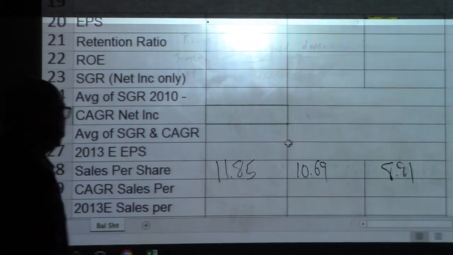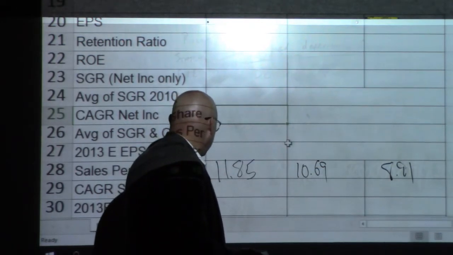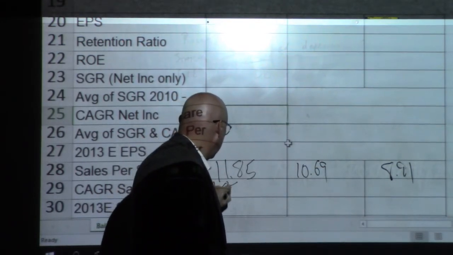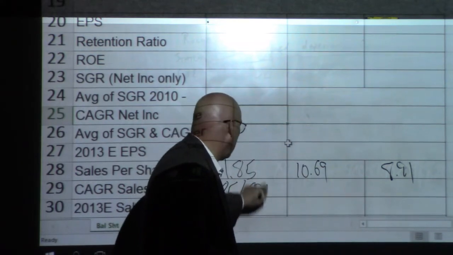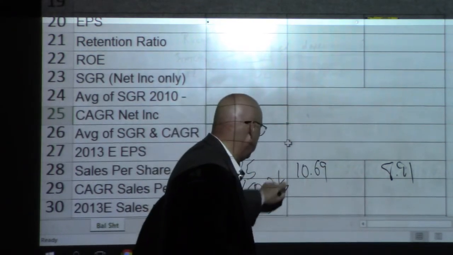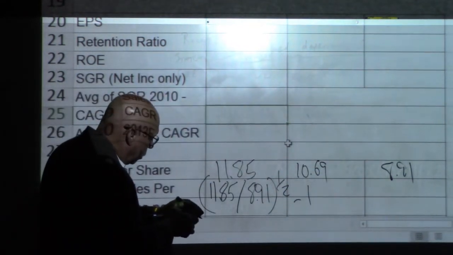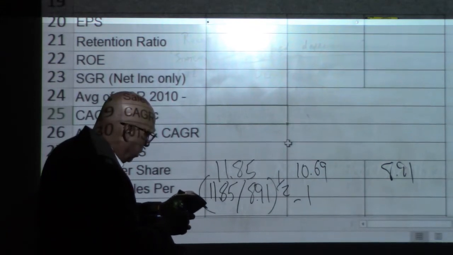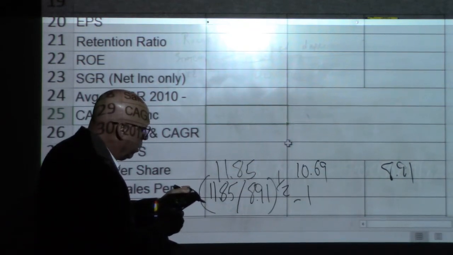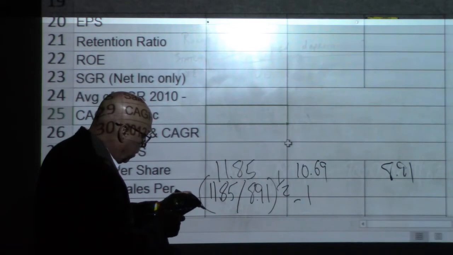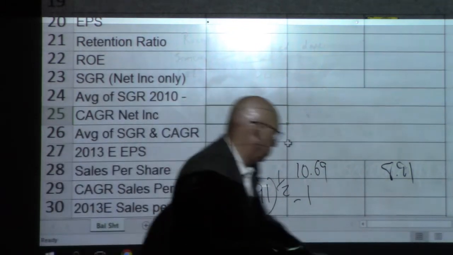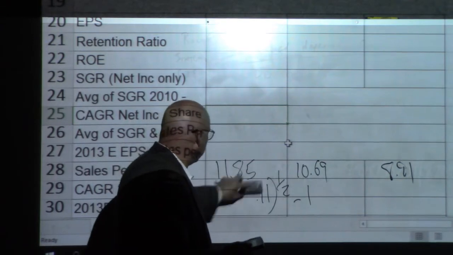All right, let's find the CAGR of sales per share. So that would be 11.85 divided by 8.91 raised to the 1/2 minus 1. So let's do that calculation. Clear this calculator out. 11.85 divided by 8.91 equals, y to the x, 1/x, equals, minus 1, equals 15.32%.